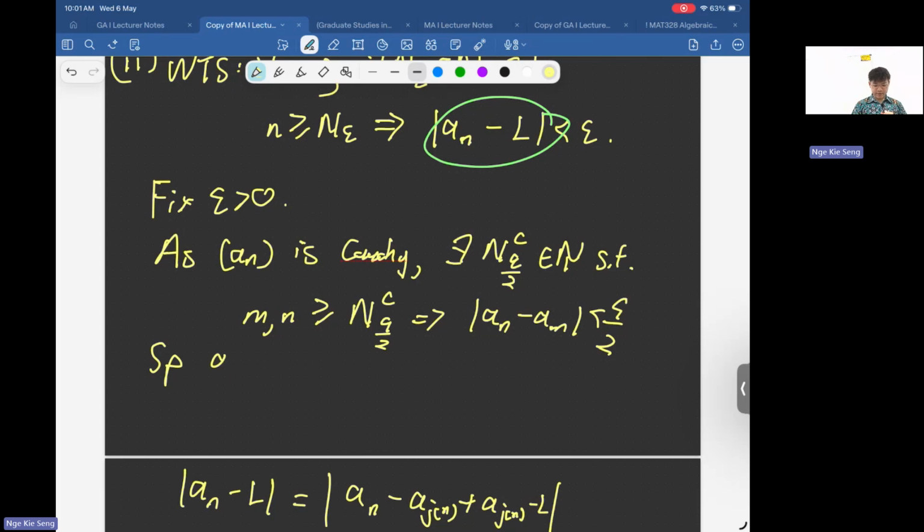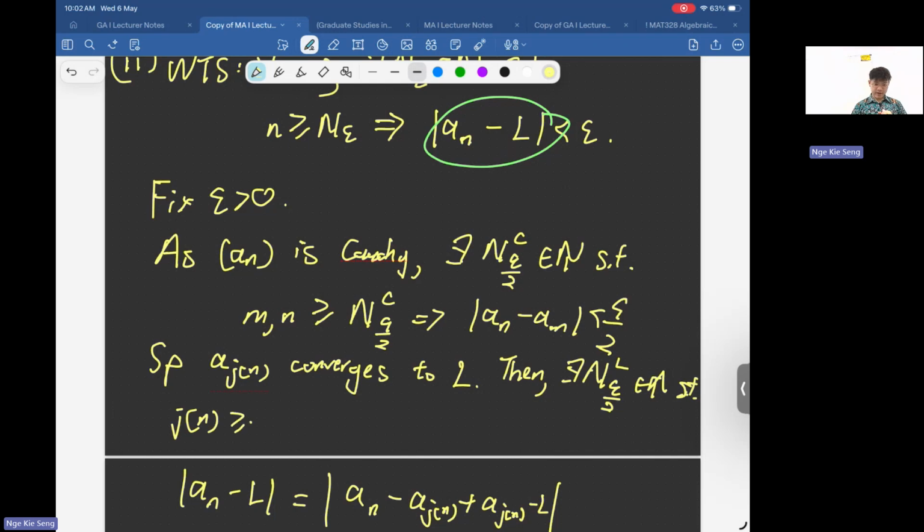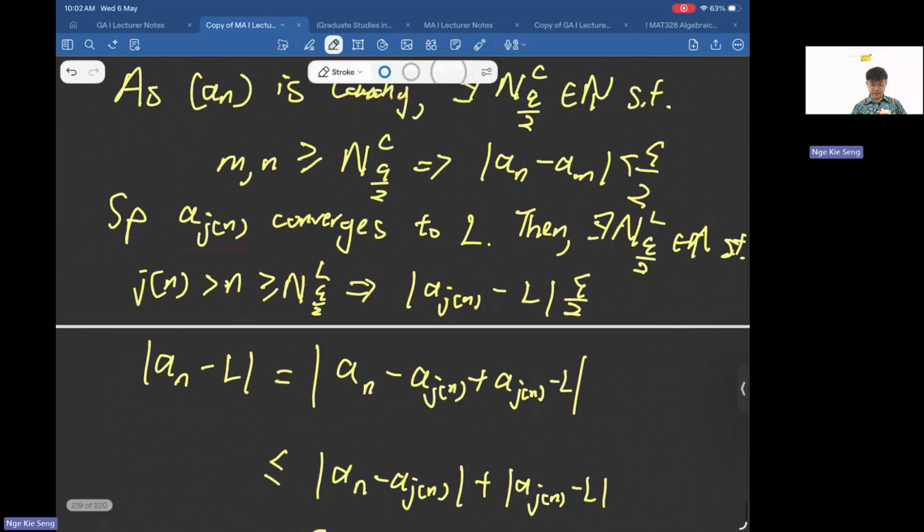The second assumption: because we know that there is a subsequence that converges, let's say, to L, then there also exists another N_L for this limit, also depending on epsilon over 2, such that for j_n greater or equal to N_L, we have the absolute value of a_{j_n} minus L is less than epsilon over 2. Why j_n greater than N? Yes, j_n is an increasing function.